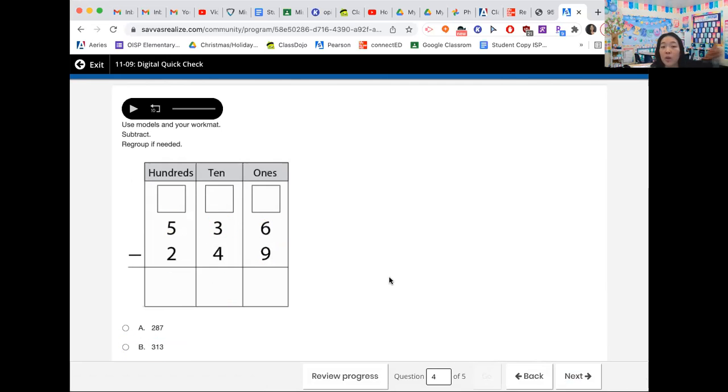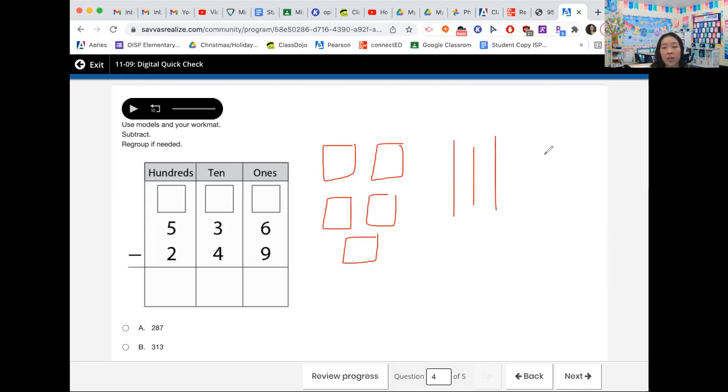All right, for this one, we are going to move back to drawing. And then the last one, we'll do it without the drawings again. So you're going to draw your whole number. Your whole number is the bigger number, so we have 536.